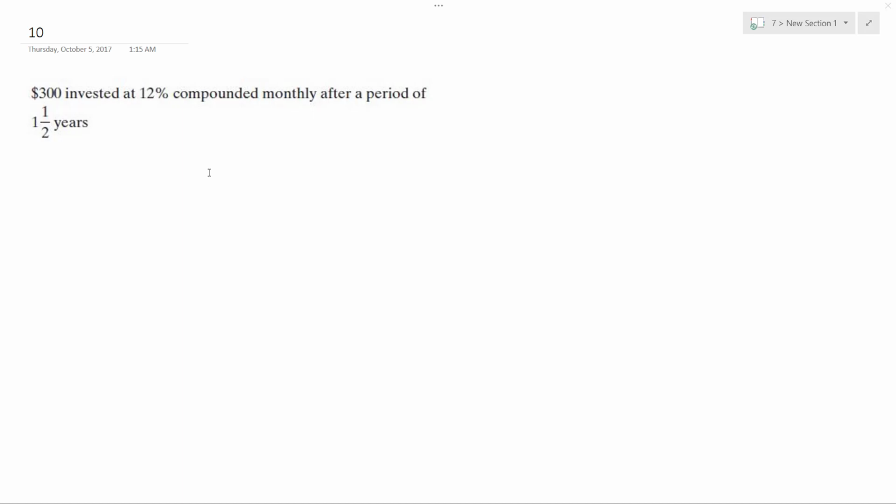Solving this problem, I'm going to use the formula: total amount equals principal times (1 plus interest rate over the number of times it's compounded per year) raised to the number of times per year times total years.